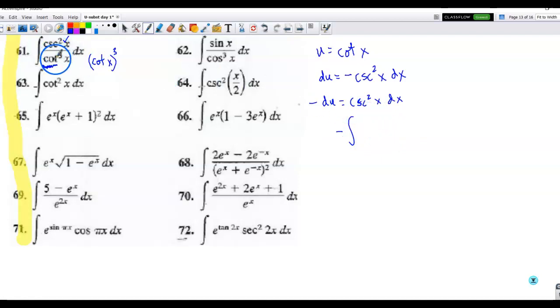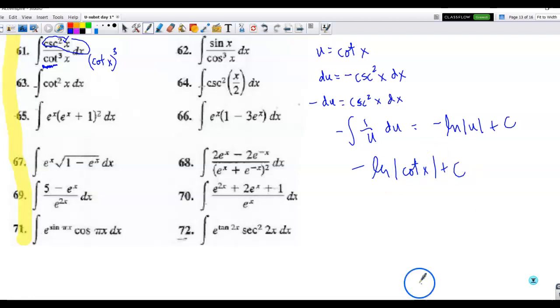I am substituting cotangent x with the u, so that's 1 over u. And I'm substituting cosecant squared x dx with the negative du. Now be careful here. The antiderivative of 1 over u is negative ln absolute value of u plus c, because the derivative of ln u is 1 over u, or u prime over u. I'm going to substitute the u, so I have negative ln absolute value of cotangent x plus c as my final answer.